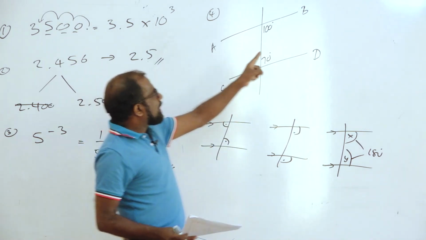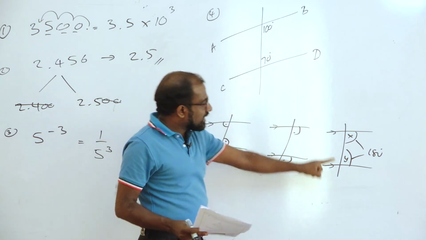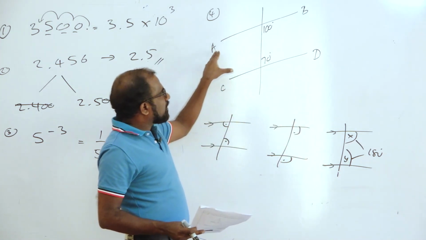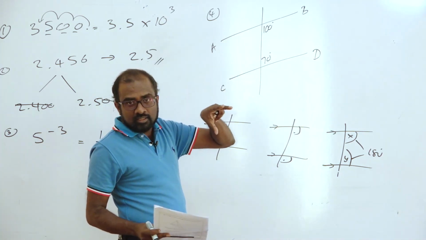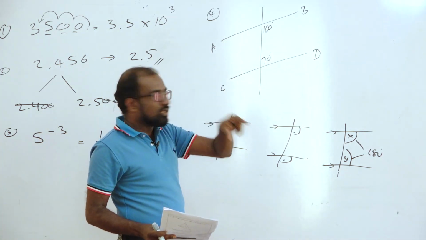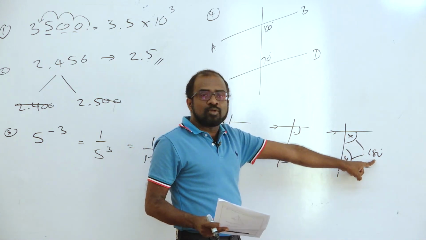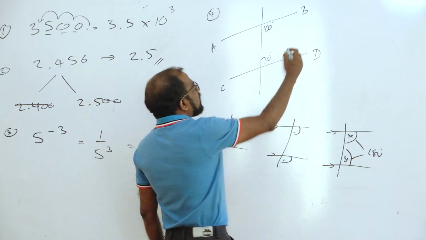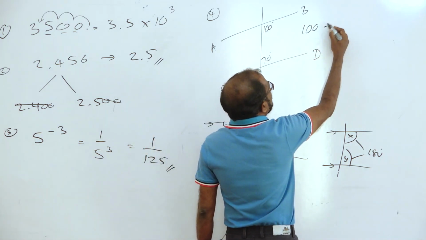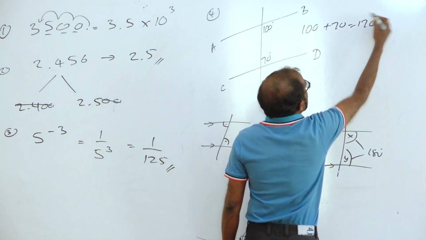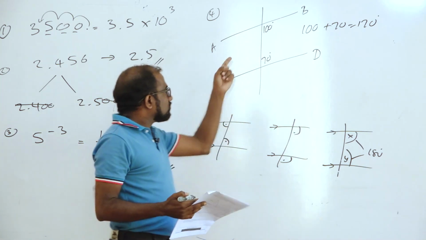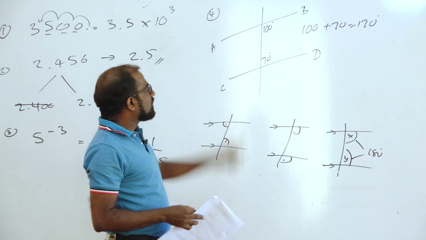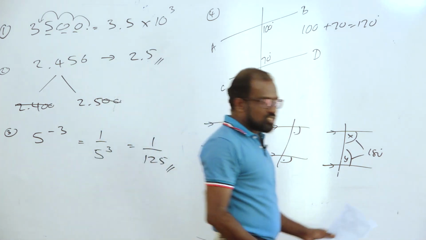Here, a pair of allied angles are given. If AB and CD are to be parallel, these two angles should sum up to 180, or be supplementary. Here, 100 plus 70 is not 180, that is 170. So a pair of allied angles are not supplementary. That means AB and CD are not parallel. That's how you should write the answer.